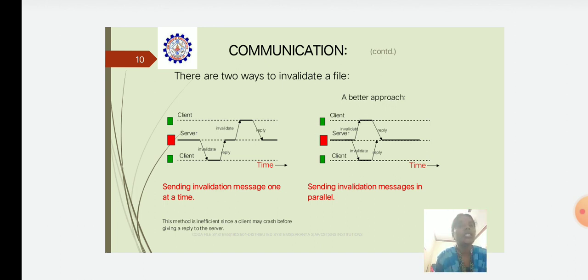We have already seen the types of volume, the simple read and write volume and the read only volume. The communication of the network file system invalidates in two ways. One is sending the invalidation message one at a time. The other is sending the invalidation messages in parallel.